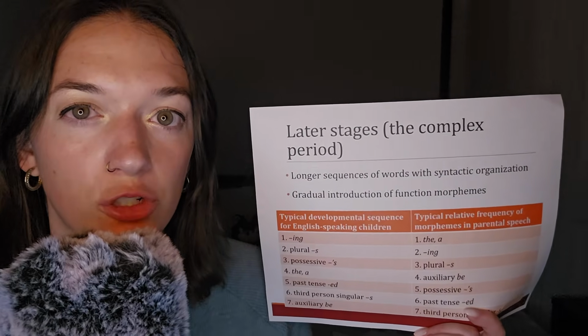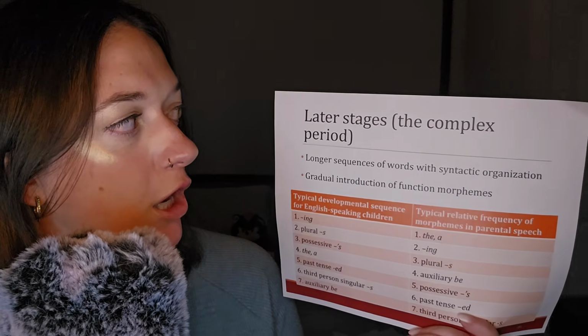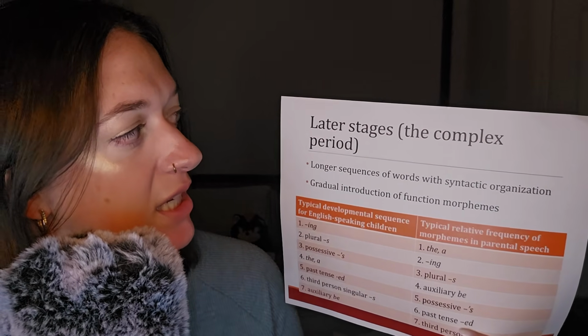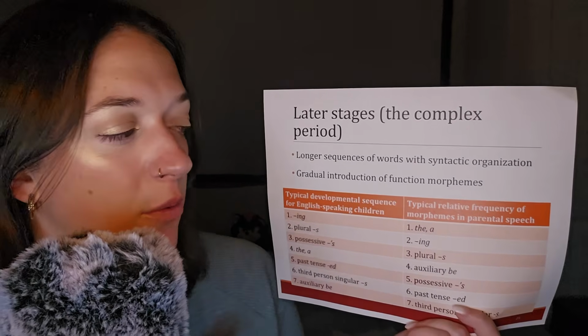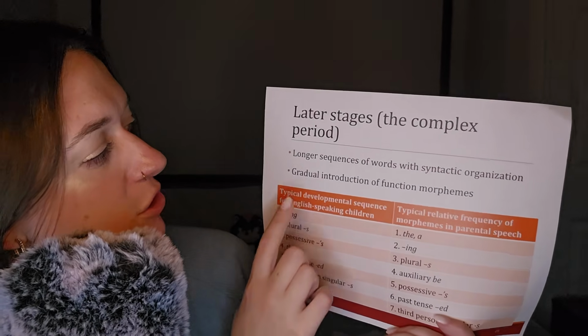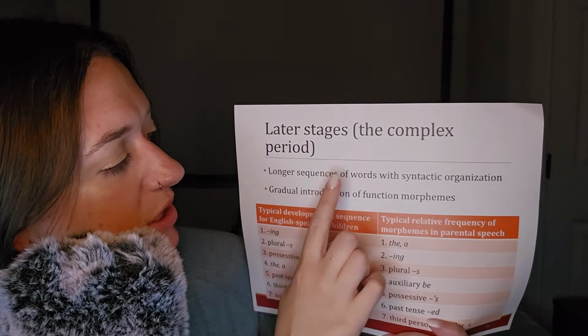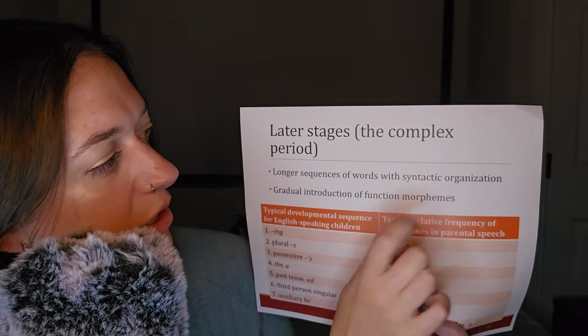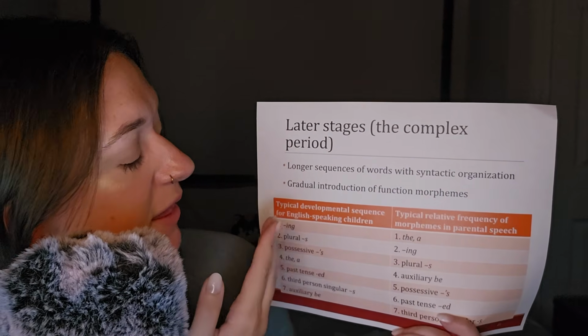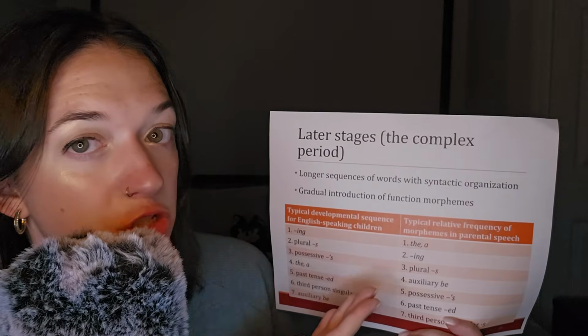Later on, children begin to develop more complex utterances in the later stages of language acquisition. So they can create longer sequences of words with syntactic organization, and they gradually introduce functional morphemes.